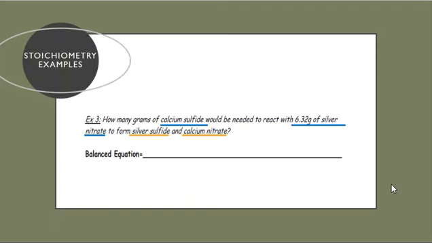Take a moment to pause the video and see if you can write down the equation with reactants and products on your own. Calcium sulfide plus silver nitrate yields silver sulfide plus calcium nitrate.